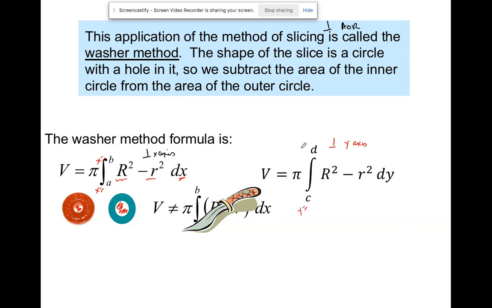then your limits of integration are y numbers. Your radii are both functions in terms of y, and you're integrating dy. Both of them have a pi on the outside that comes from the area of the circle. Pi r squared, right? Add them up.